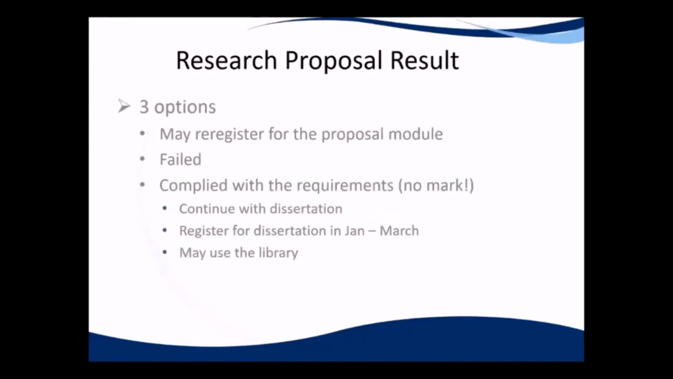With regards to the research proposal module, it's important to know that you have 3 options at the end of the year. Either you did not comply with the requirements for the proposal module, and you are provided with an extra year to re-register, but that comes with recommendations. Or you have totally failed the research proposal module. For those that have failed, that means you have not done anything during the year. You have not been working with your supervisor. You just registered and stayed away. So these are the type of students that fail.